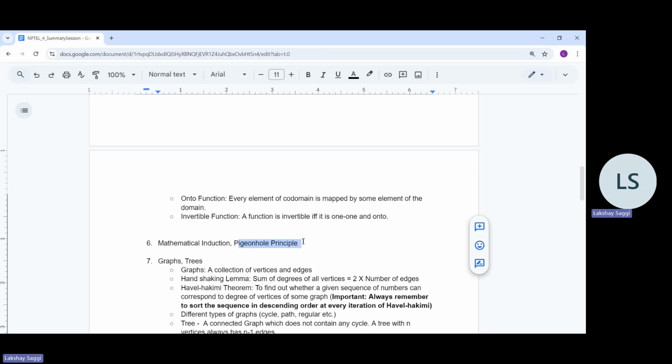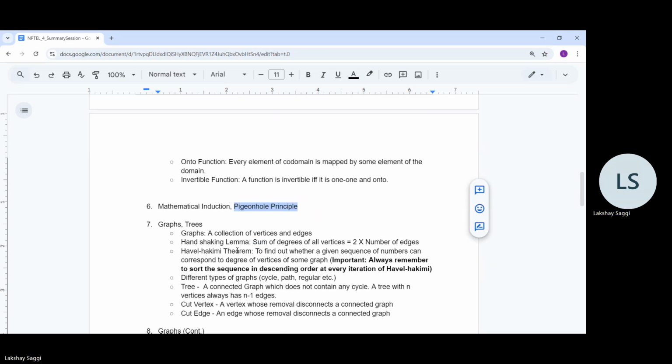So this is something which we had already discussed, but yes, the pigeonhole principle, even though it might seem very naive and obvious, does have very interesting applications.